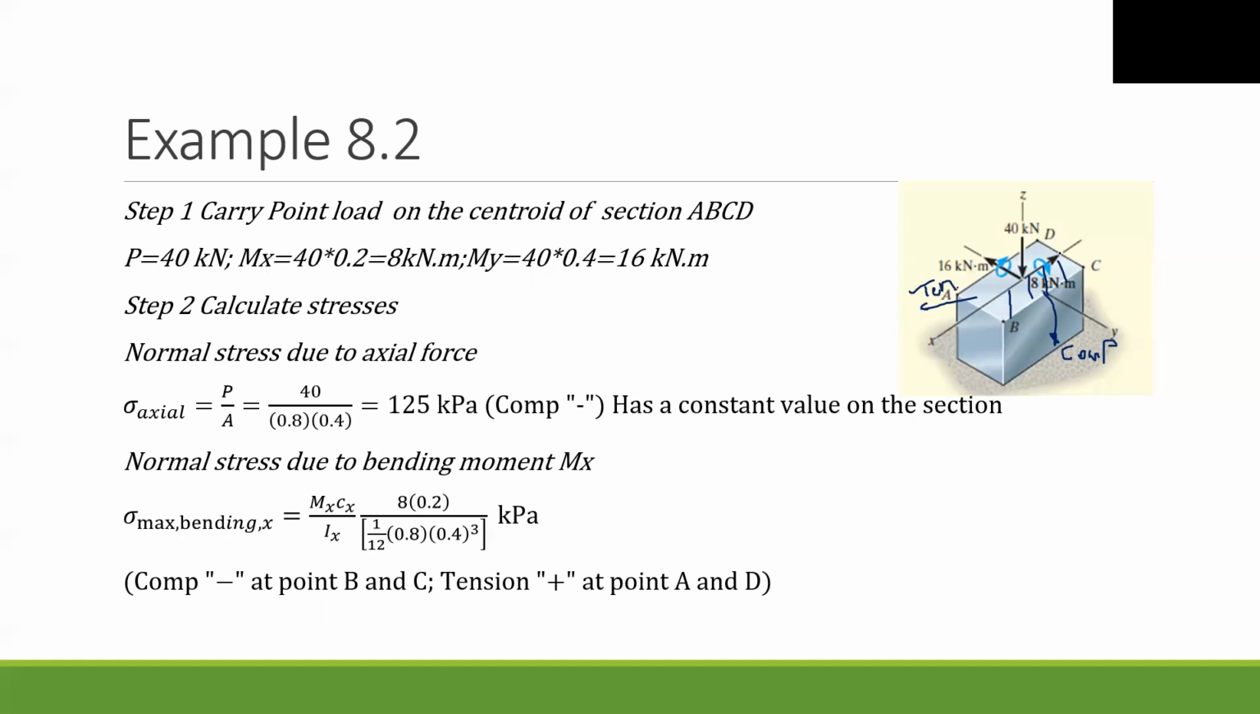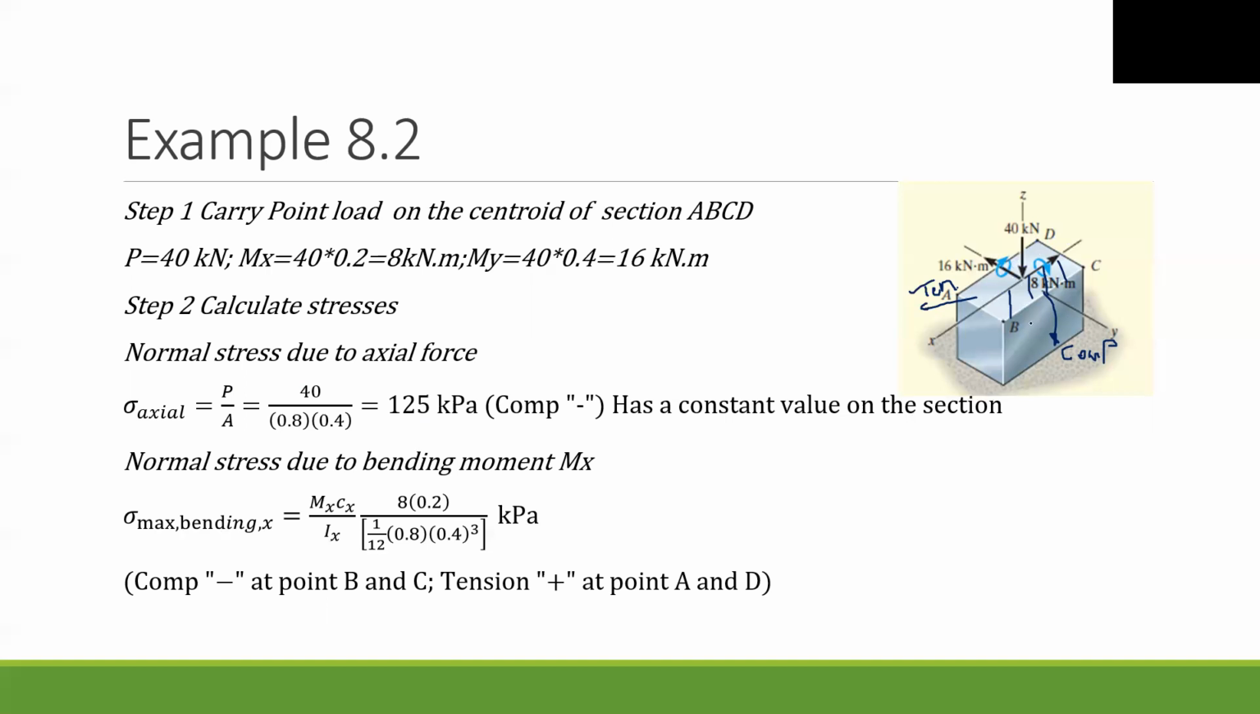If we consider only moment x, points B and C are in compression, and points A and D are in tension. How can I understand this? I am following the arrow and pressing on that side, while on the other side they are pulling back, pulling up. Therefore, I understand that points A and D, this part of the section, is the tension side. This side is the compression side.